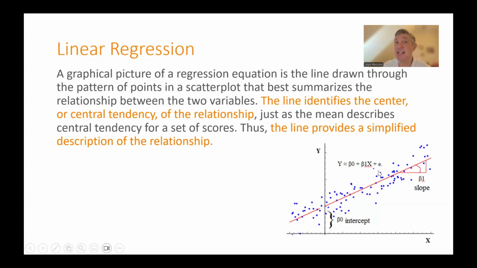So the regression line kind of identifies the center, or again, we talked about the central tendency. It's kind of a measure of central tendency between the two variables. It identifies the relationship. The line gives us a simplified description of the relationship between X and Y.